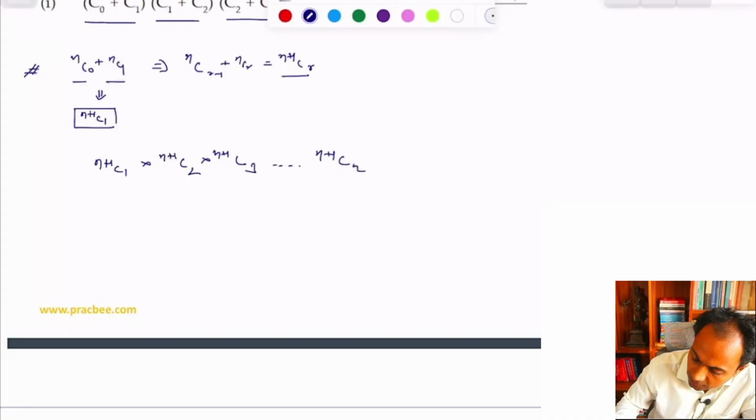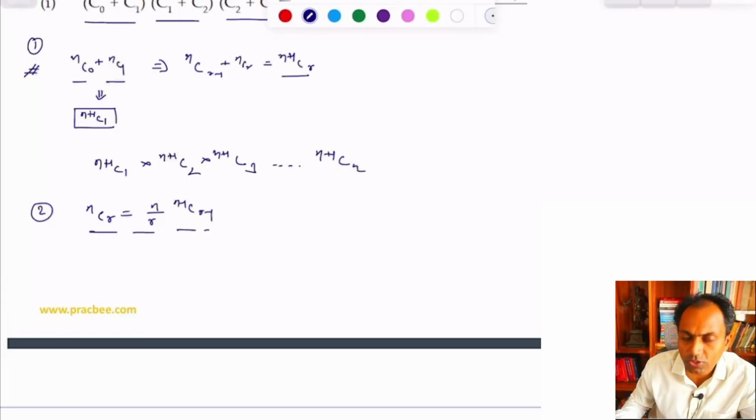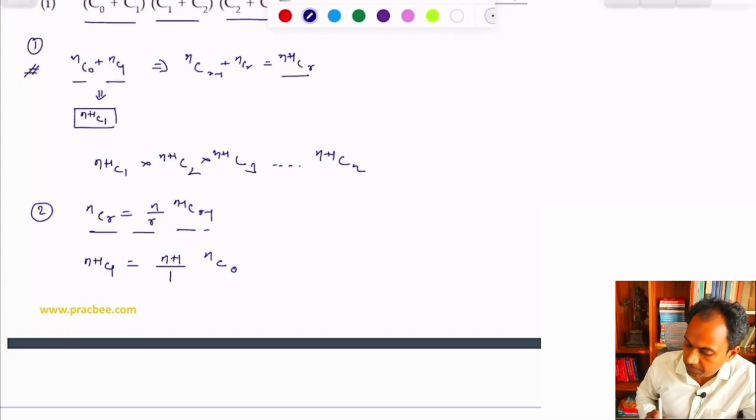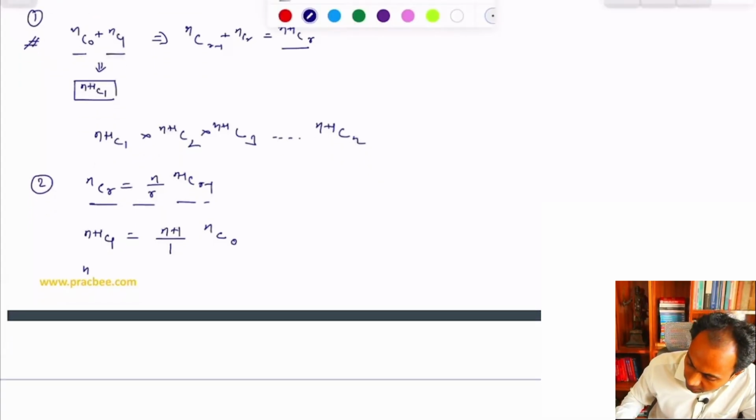So, this is the first thing that we did. In the second step, one more thing that you need to understand, there is one more formula. NCR can be written as n by r times n minus 1 C r minus 1. This is a very important idea. We are going to use this property to solve a lot of questions. So, if n plus 1 C1 can be written as n plus 1 by 1 times n C0, you reduce 1 in the superscript and 1 in the subscript. Similarly, n plus 1 C2 can be written as n plus 1 by 2 times n C1.